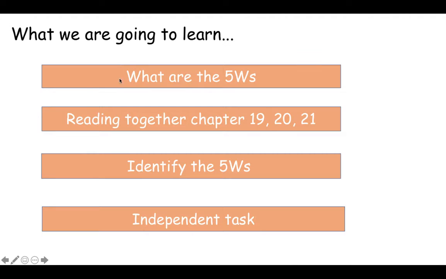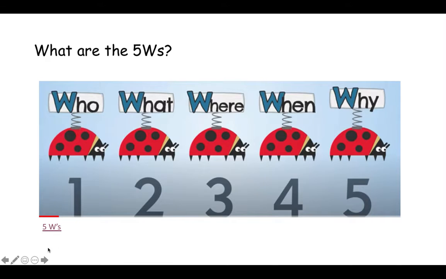So what are we going to learn today? We are going to look at the 5 W's, what they are. We're going to read together chapters 19, 20 and 21. We're going to identify the 5 W's in chapter 19 and then you're going to go and do your independent task. So first, let's watch this video about the 5 W's.